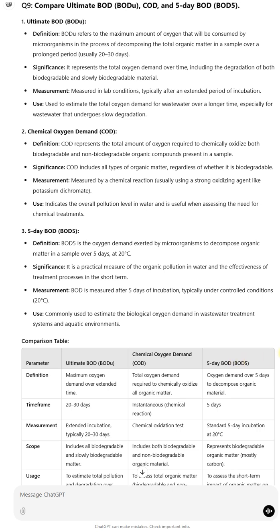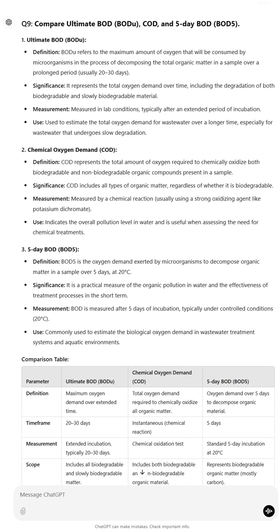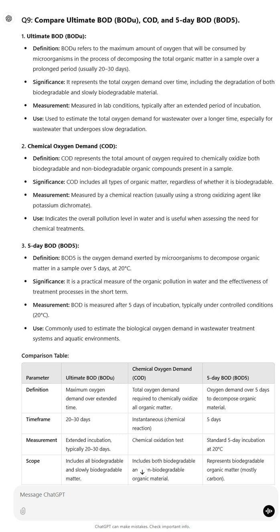Q9. Compare ultimate BOD, BODU, COD, and 5-day BOD, BOD5. 1. Ultimate BOD, BODU. Definition. BODU refers to the maximum amount of oxygen that will be consumed by microorganisms in the process of decomposing the total organic matter in a sample over a prolonged period, usually 20 to 30 days. Significance. It represents the total oxygen demand over time, including the degradation of both biodegradable and slowly biodegradable material. Measurement. Measured in lab conditions, typically after an extended period of incubation.